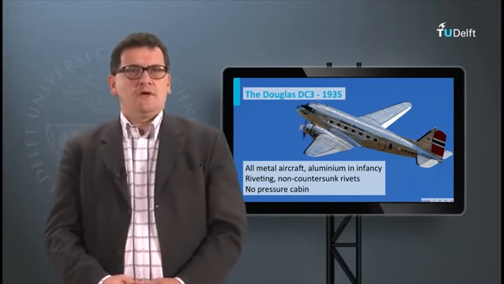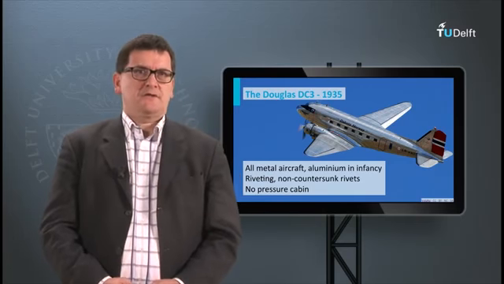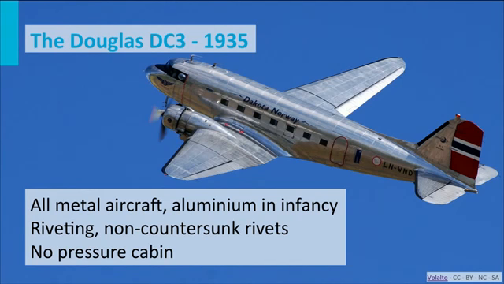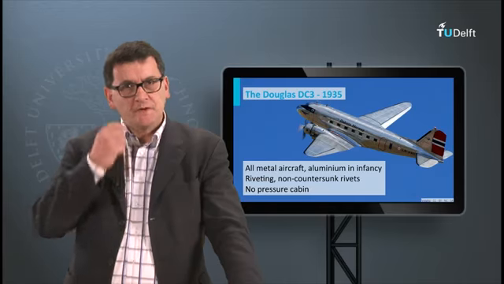Douglas and Boeing were among the first aircraft manufacturers who made all-metal aircraft. In this picture you see the DC-3, a very famous aircraft which flew for the first time in 1935. Its predecessors, the DC-1 and DC-2, were all-metal aircraft too, though they were less famous. The structure of this aircraft and the skin were made of an aluminium alloy.